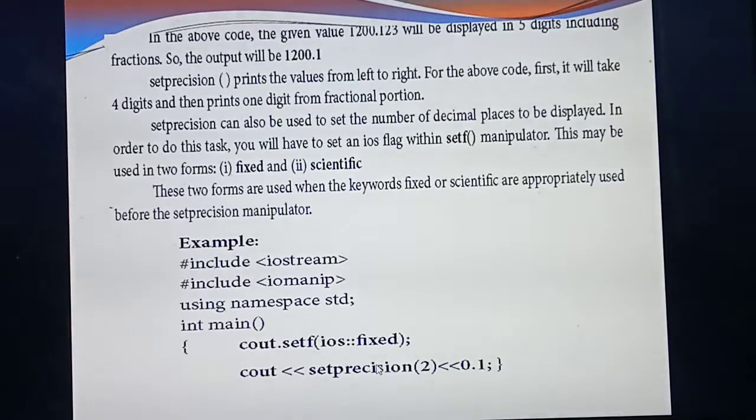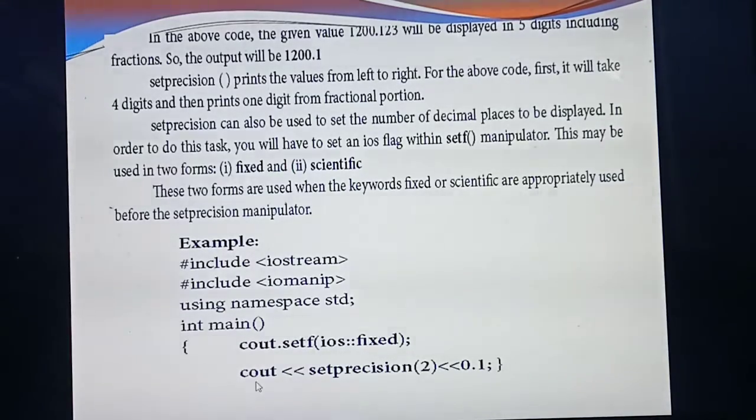Okay. So first you are going to use fixed form. Understood? Listen carefully. This is the format. cout dot setf, that is the setiosflags manipulator. Inside the ios flag there are 2 forms. First you are going to give fixed. That means the number will be displayed in which form? Fixed notation form. Scientific means the number will be displayed in which form? Scientific notation form. Understood? Okay.